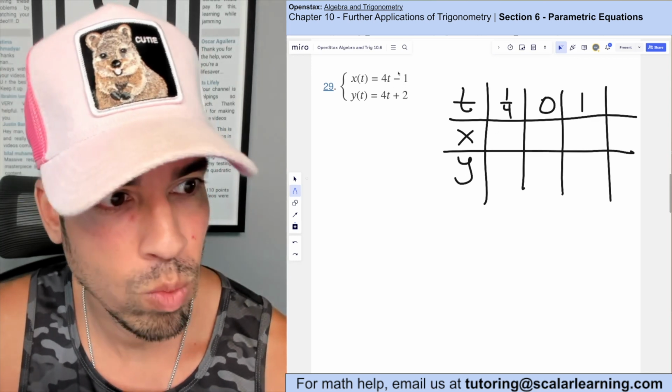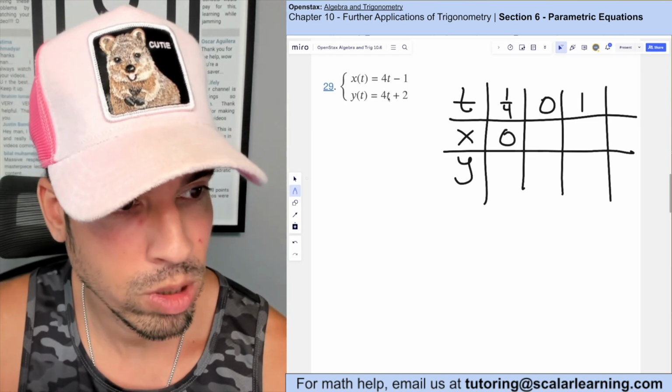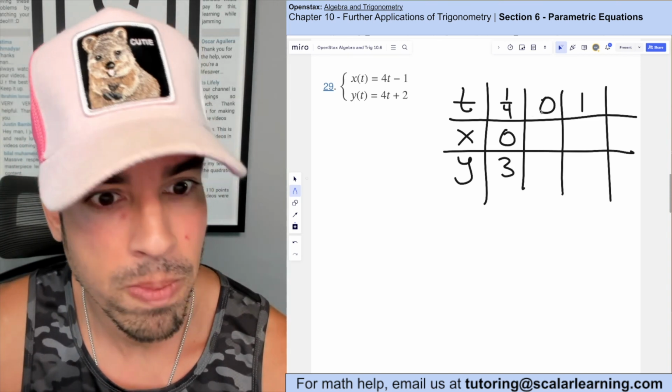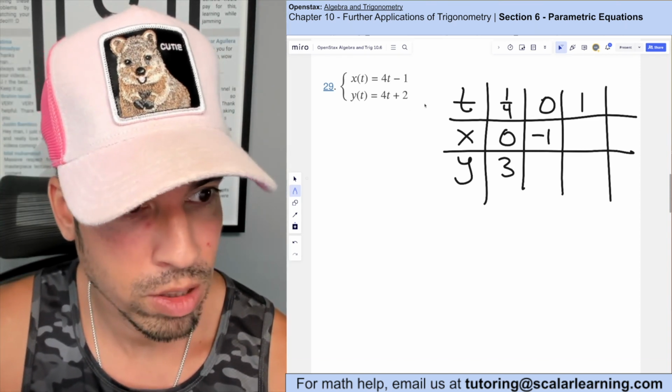So when I plug in 1/4, it's 1/4 times 4, which is 1, minus 1 is 0. 1/4 times 4 is 1, plus 2 is 3. So there's my nice y-intercept. That's beautiful. Now let's plug in 0. 0 minus 1 is -1. 0 plus 2 is 2.